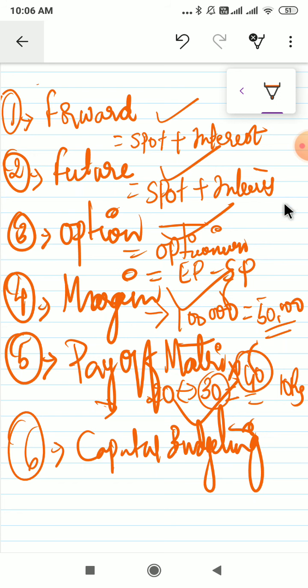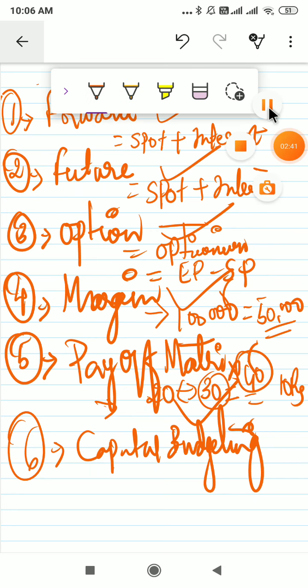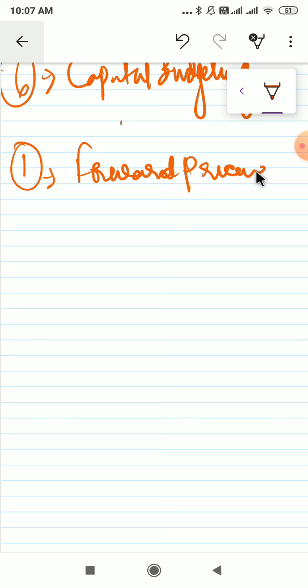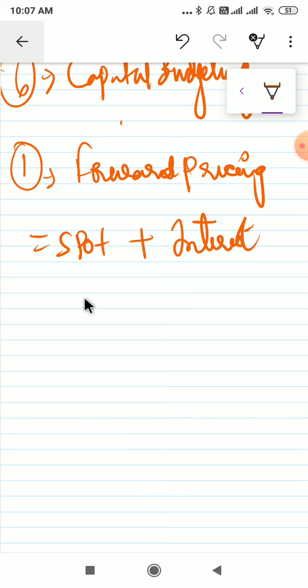Now we will take up one by one and work out the problems. Let's come to the forward pricing. As I very clearly told you, forward pricing is equal to spot price plus interest. Now how do we calculate this interest? We calculate the interest using the compound formula, which is e to the power of RT. Now what is e? As you know, e is equal to 2.714.